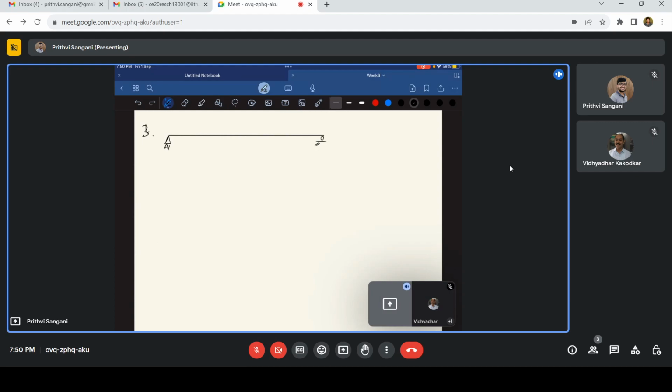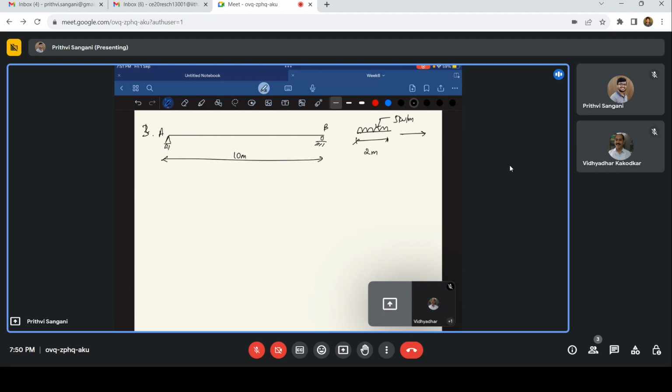Yeah, let us take a simple problem. Beam AB is simply supported. The span is 10 meters, and we have a moving UDL of 5 kilonewton per meter. The UDL has a length of 2 meters. So this is moving.